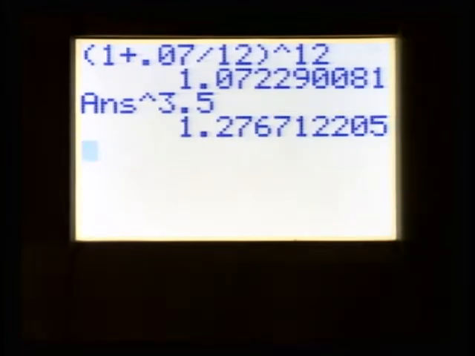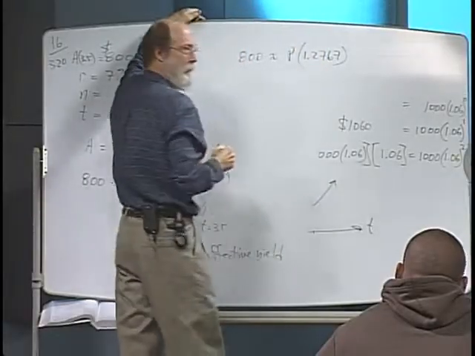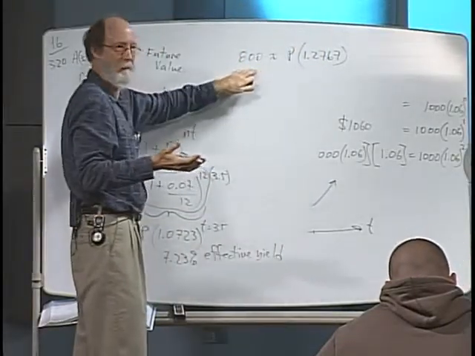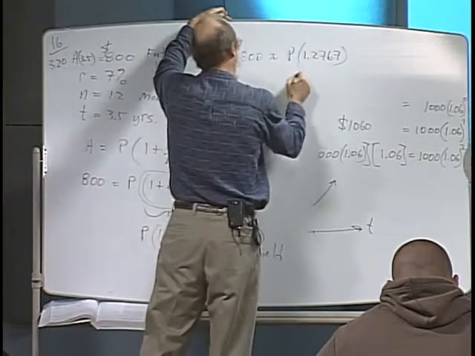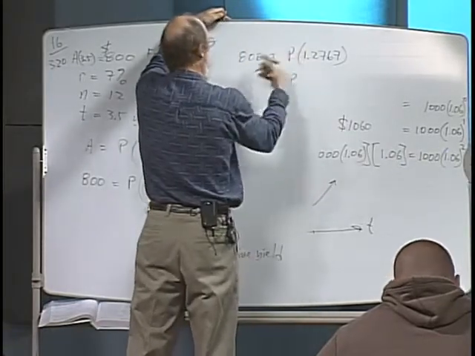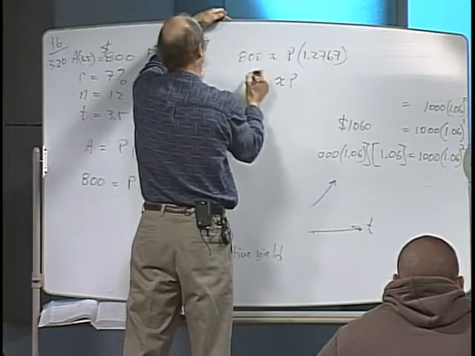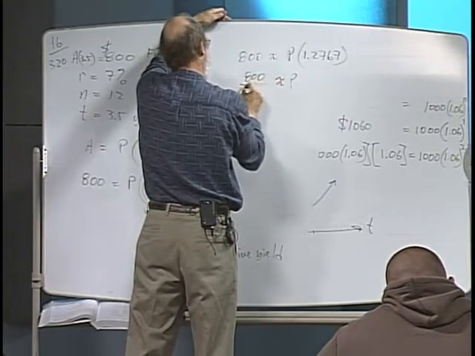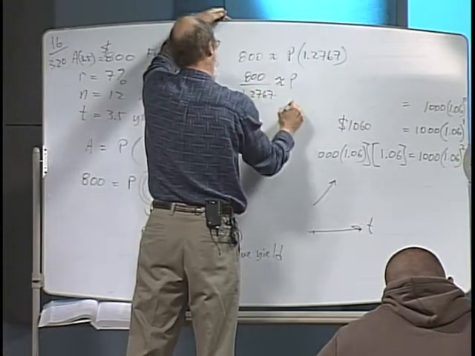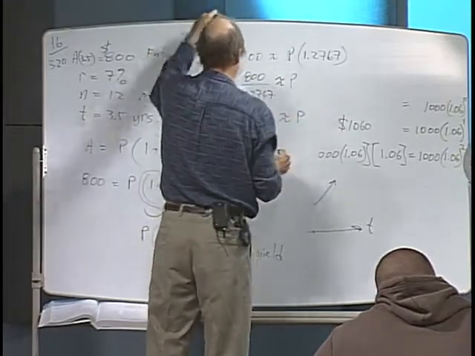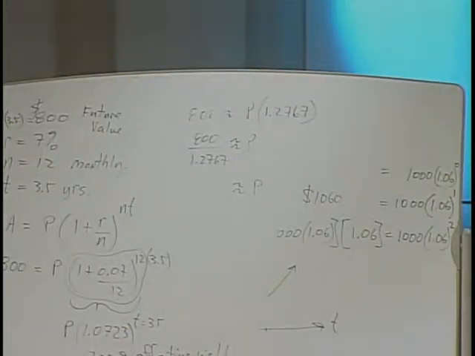So we end up with 800 is about equal to P times 1.2767. And you're back to a beginning algebra level type thing. And then you solve for P, so P is going to be about equal by dividing both sides by the 1.2767, 800 over that value. And so the initial amount we would have to invest is going to be 800 divided by this previous answer.